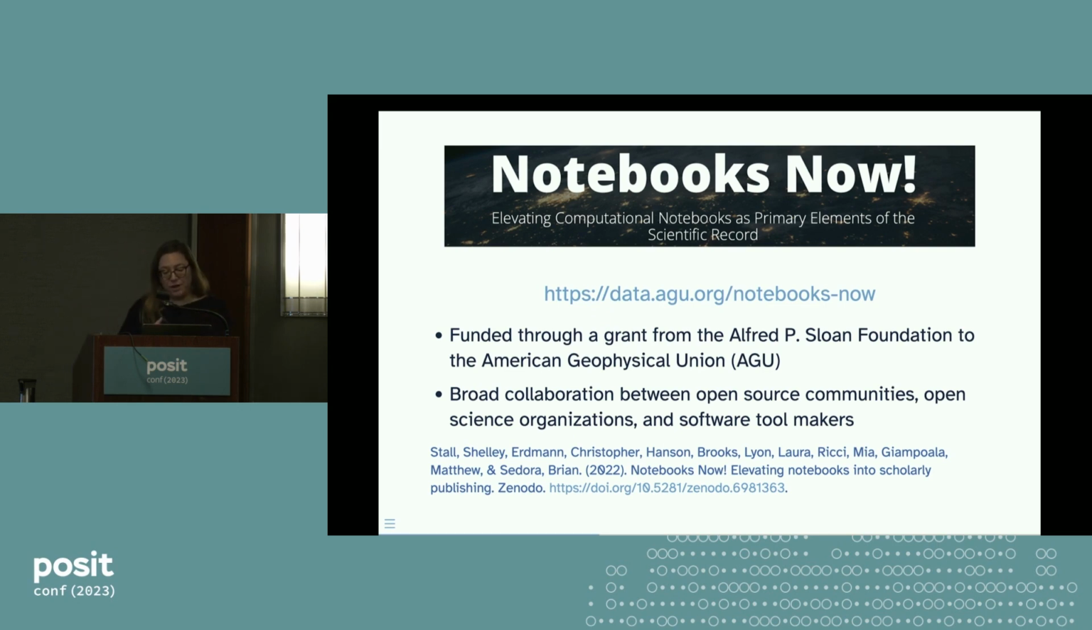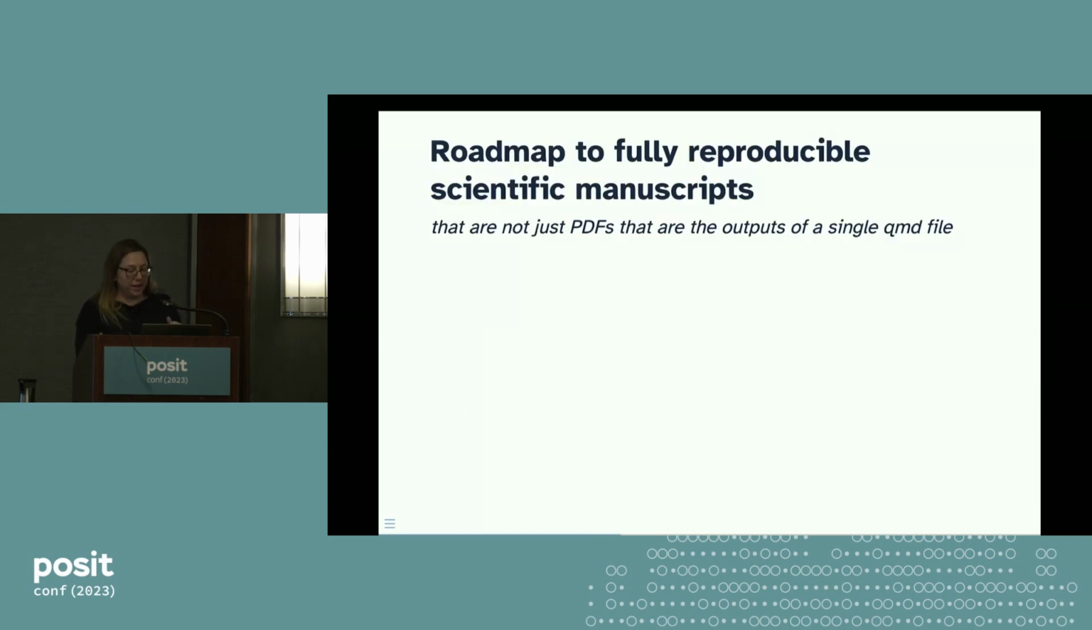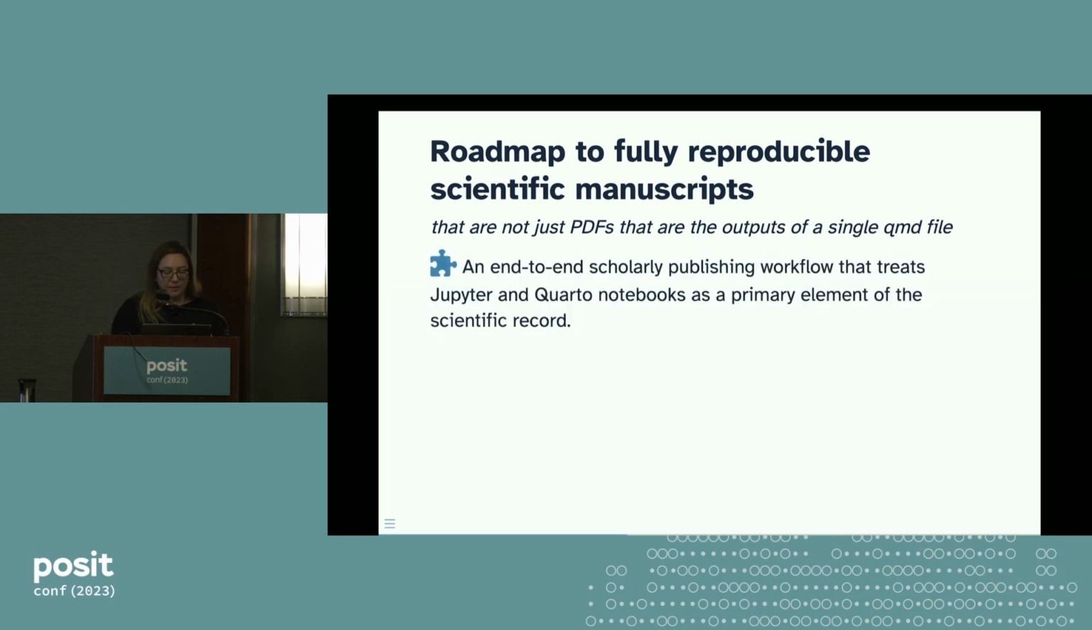And one of the current ongoing projects is the Notebooks Now project that's funded through a Sloan grant and a grant from the American Geophysical Union. The idea is to try to make these pieces work well. So what could a roadmap look like for fully reproducible scientific manuscripts that are not just PDFs, that are not the outputs of a single QMD file?